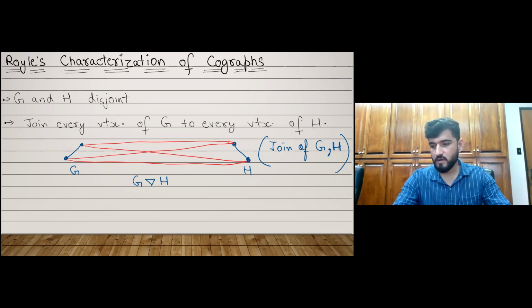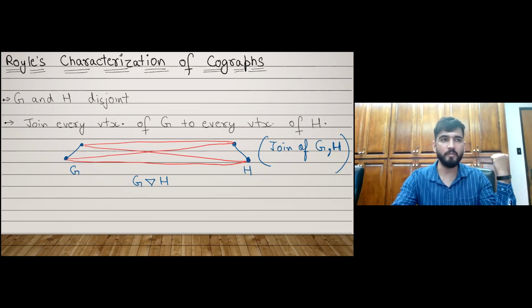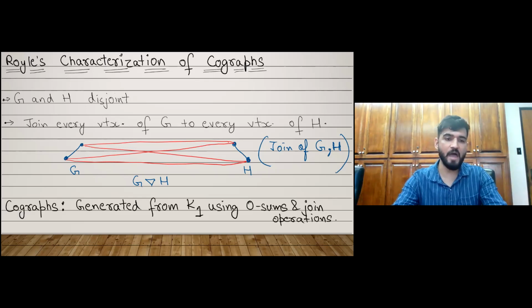By introducing this new operation join, we can actually remove the complementation operation from the recursive definition and have a definition in terms of zero sums and join operations. So cographs can be defined as graphs generated from the single vertex graph using zero sums and join operations. Again, can we generalize this to two-cographs? And the answer is, again, yes.